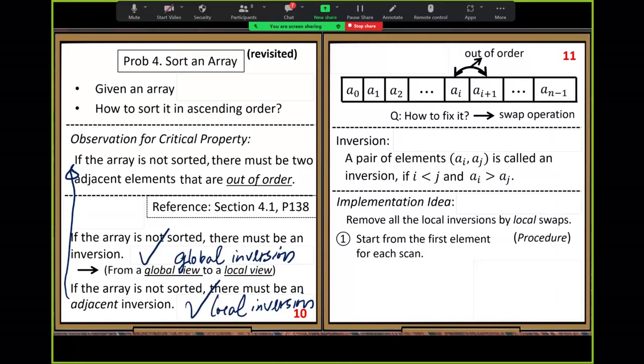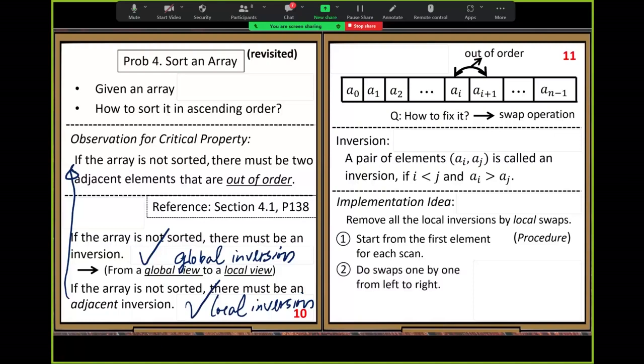So the last element is in place. After that, we do the second scan. When we do the second scan, we can skip the last one. We do not need to touch the last one. It's already in place, so we don't touch it. So we get another element in place, the second to last one.